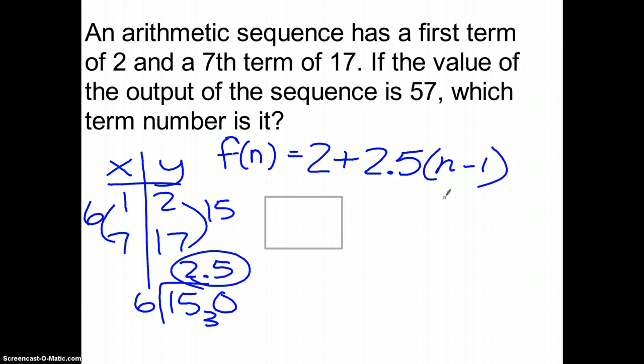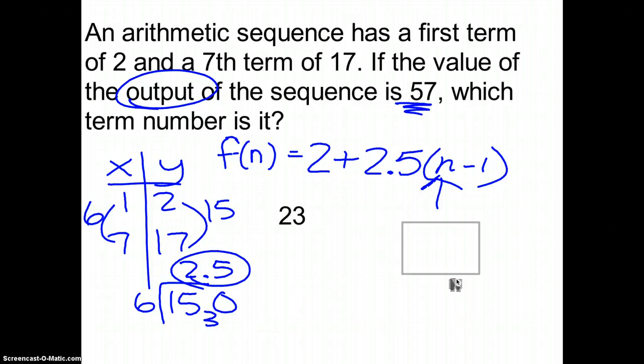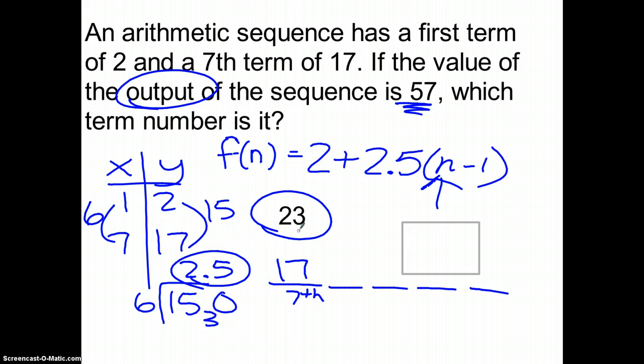In this one, it says we want the output to be 57. That means I want to plug in a number here, and I want it to equal 57. So in this one, that number turns out to be 23. If you plug in 23 there, you could just keep adding from the 17. So another way to do it is, yes, you know the seventh term is 17, and you could just keep writing out the term numbers until you get 57. Or another way to do it is plug in numbers and see what works.